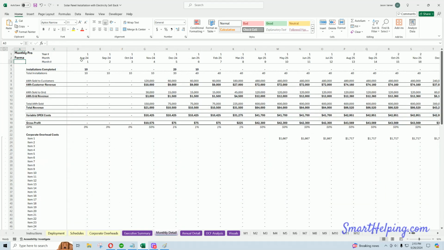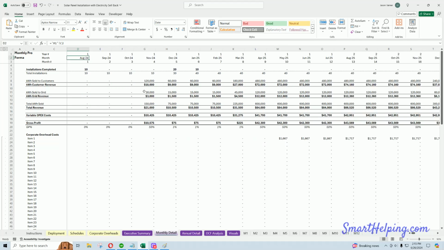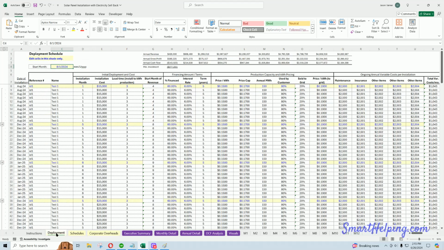So if you look at the monthly detail and annual details, just based on 12 month periods and what you're doing in those months based on your deployment schedule here. You can pick the installation month, so you could have a bunch being installed in month 1, a bunch in month 5, etc., all the way out and scale out over time, and everything updates dynamically.